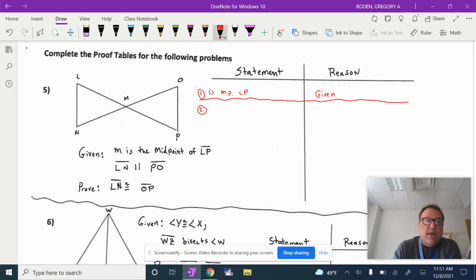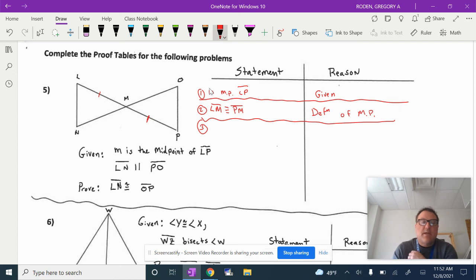Once I have this, if M is the midpoint of line LP, then I know that LM is going to be congruent to PM. And the reason why is that's the definition of a midpoint. Okay? All right. Number three.